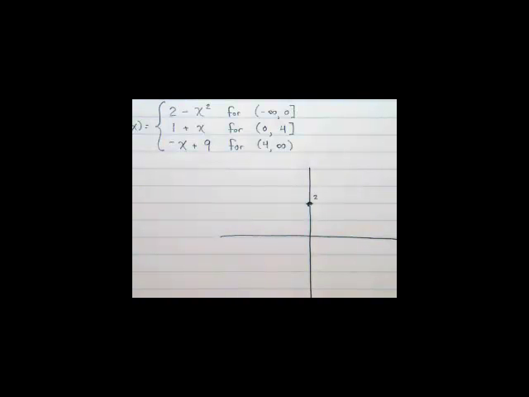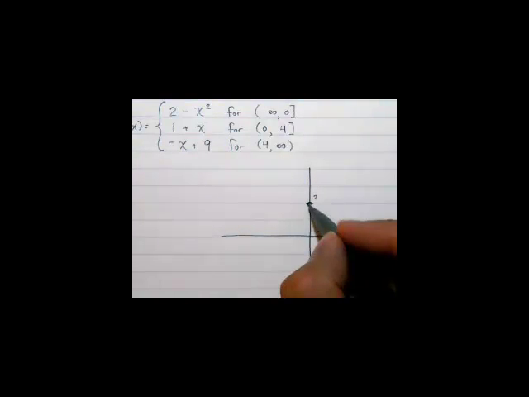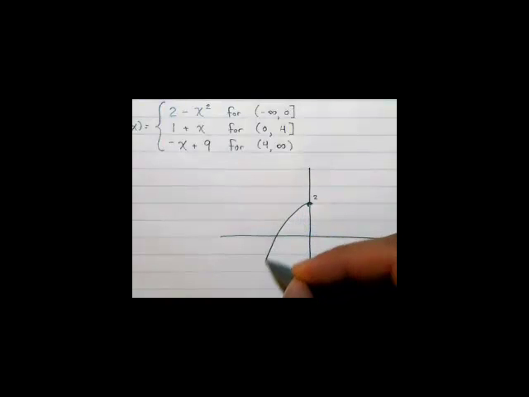And then what do you know about this parabola if it's 2 minus x squared? So from negative infinity to there, what should it look like? Right, it's a parabola but going down. Okay, it's just the side of it, right? So it's this.